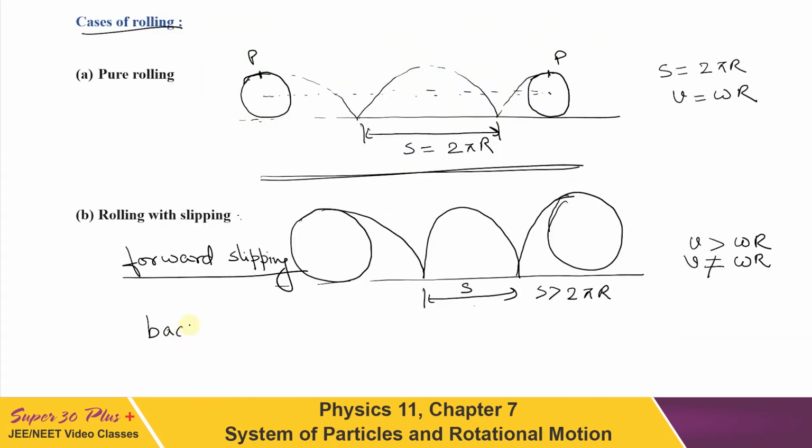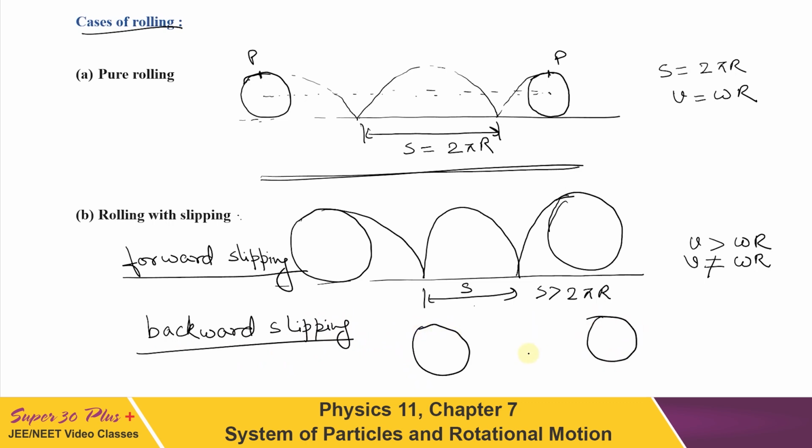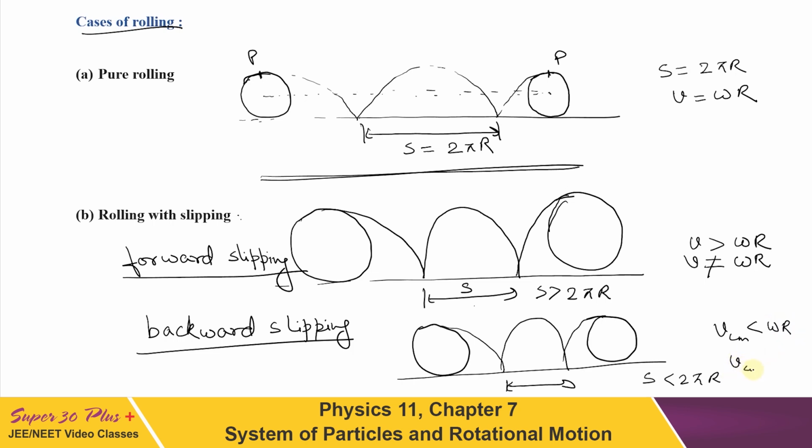So for backward slipping, this S has to be less than 2 pi r. So this time if it is S, it has to be less than 2 pi r, or we can say that VCM is less than omega r, and of course it won't be equal to omega r. Right? So these are the different cases of rolling with sliding or slipping or skidding.